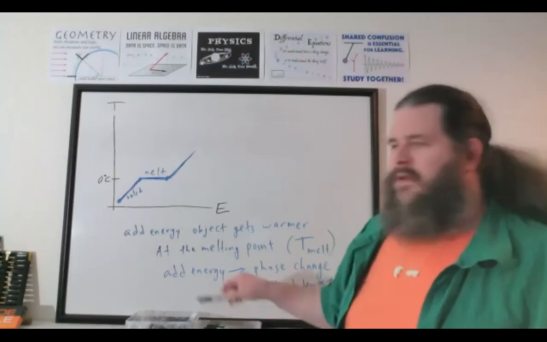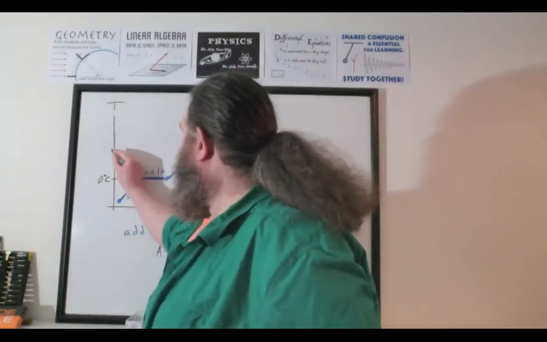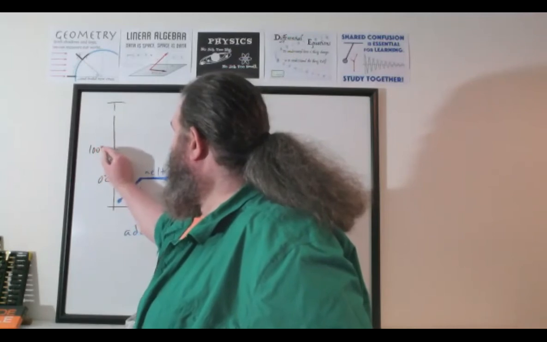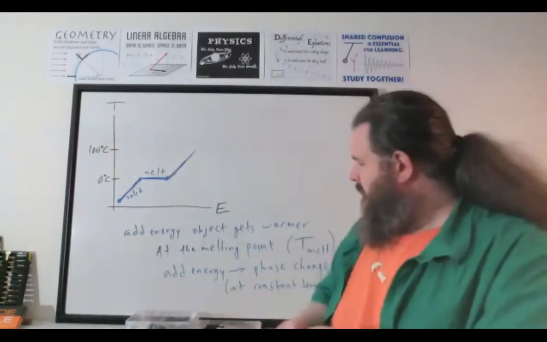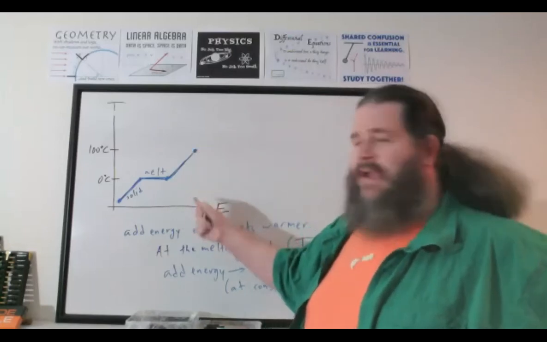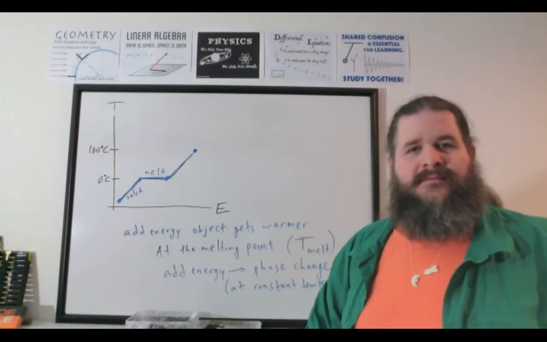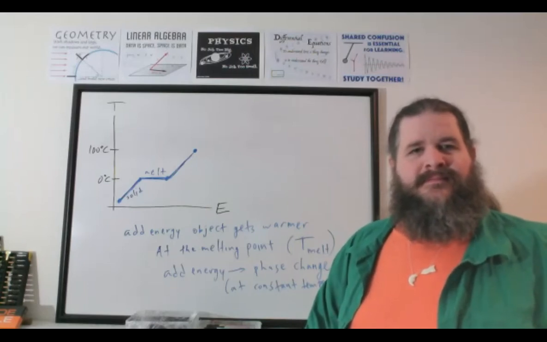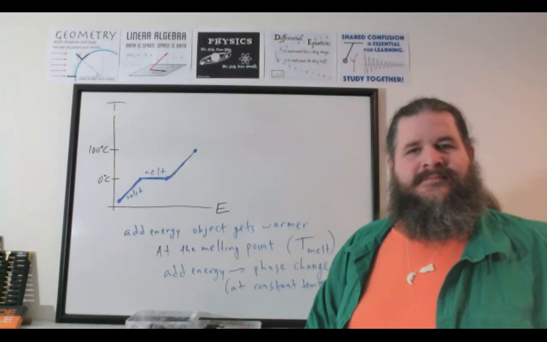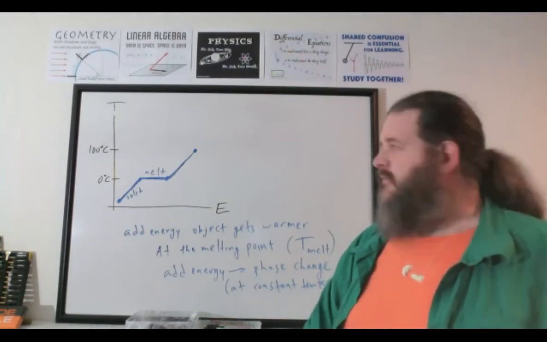100 degrees Celsius. Yeah, once we get to 100 degrees Celsius, something else happens, because 100 degrees Celsius is the boiling point. So at that point, we continue to add energy, and instead of the water heating up, what happens instead? Yeah, it's going to evaporate. We get another phase change.